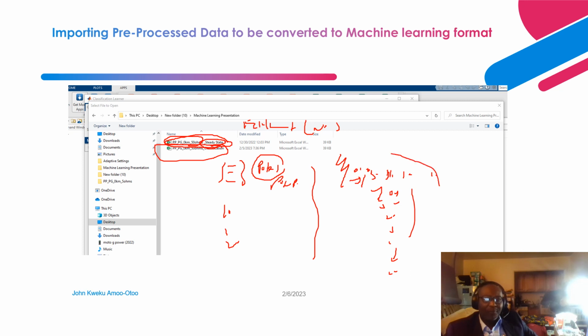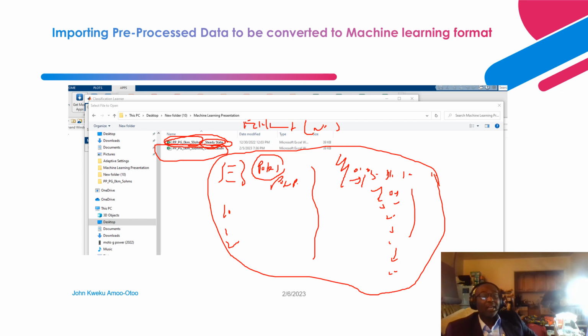So these are the very different faulted conditions that you can have, that you can utilize the machine learning classifier algorithm to classify successfully. So you go to this folder and you select your data that you want to classify.